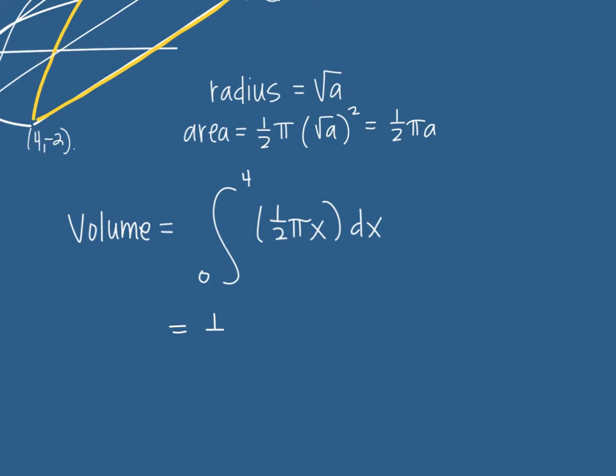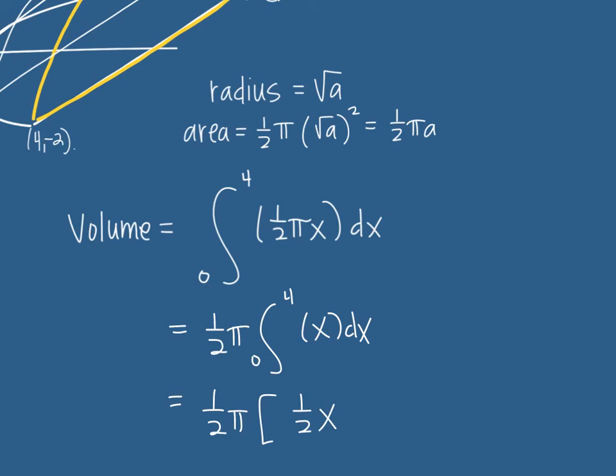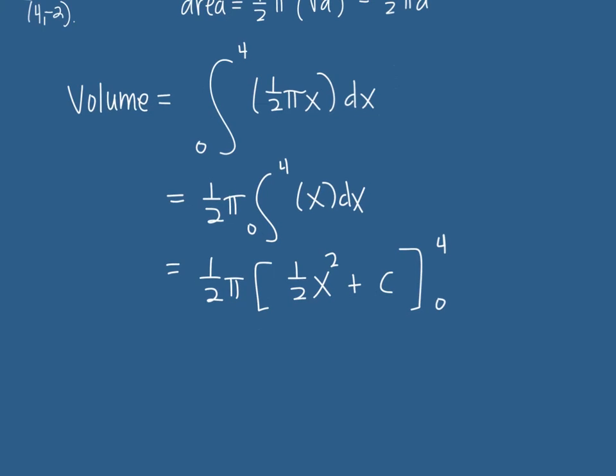I would encourage you to pull out 1/2 pi to the outside before you do your antiderivative. So you'll be looking at 1/2 pi times the antiderivative of 1/2 x squared plus c, going from 0 to 4, and then finishing that out. So that would be 1/2 pi times 8, so 4 pi altogether.